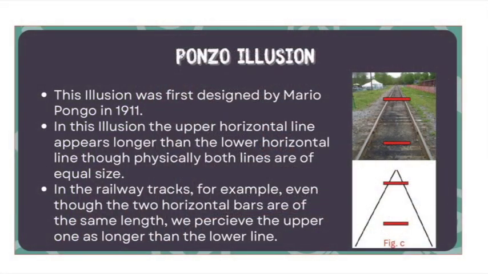The second is called Ponzo illusion. This illusion was first designed by Mario Ponzo in 1911. In this illusion, the upper horizontal line appears longer than the lower horizontal line, though physically both lines are of equal size. I gave you the example of the railway track in the beginning. In the railway tracks, even though the two horizontal bars are of the same length, we perceive the upper one as longer and the lower one as shorter.